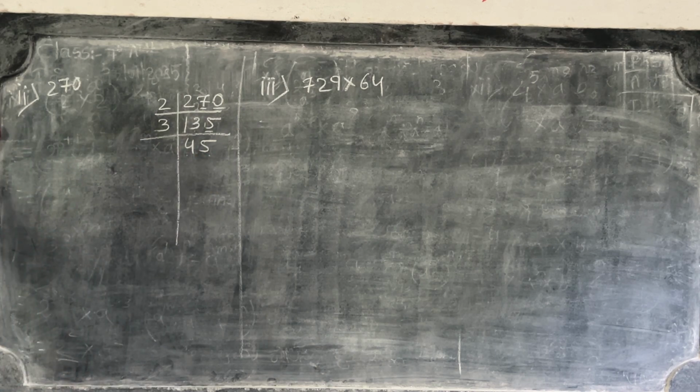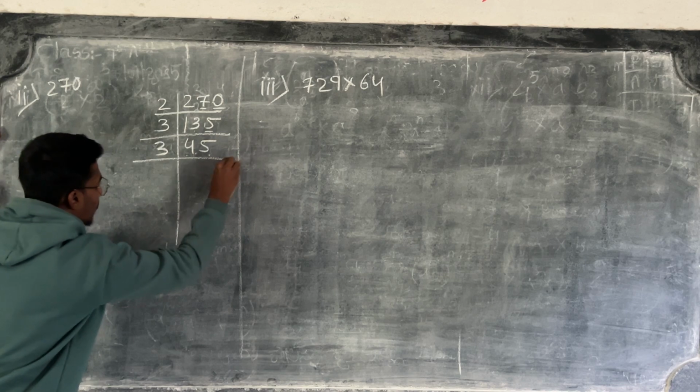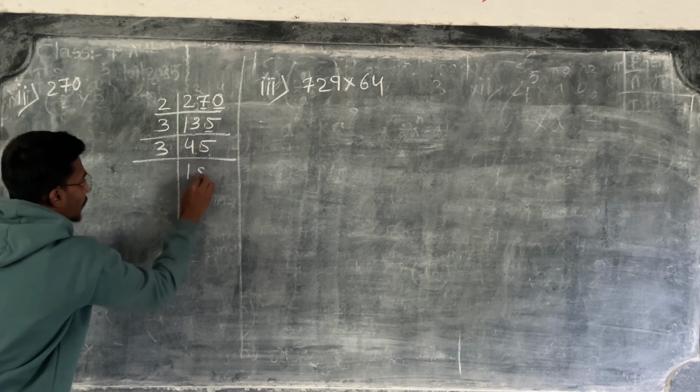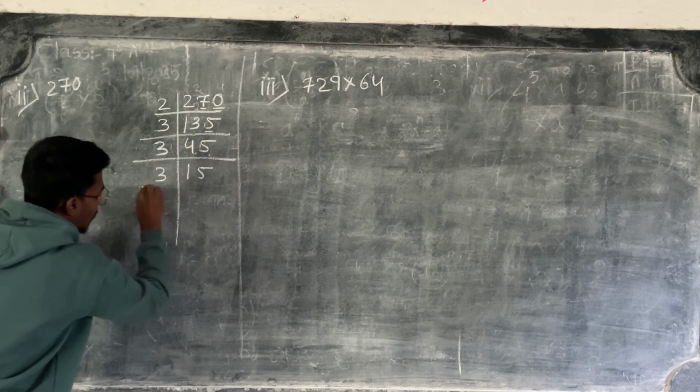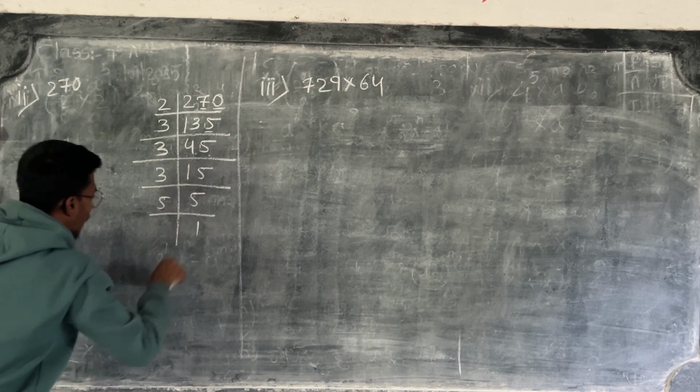It is an odd number, the unit place number is 5, so it is not divisible by 2. The next prime number is 3. 5 plus 4 is 9, so it is divisible by 3. 3 1s are 3, 3 5s are 15. Again it is divisible by 3. 3 5s are 15 and 5 1s are 5.